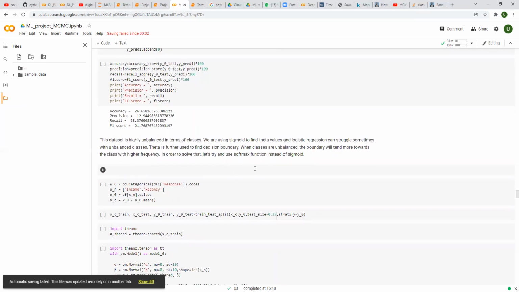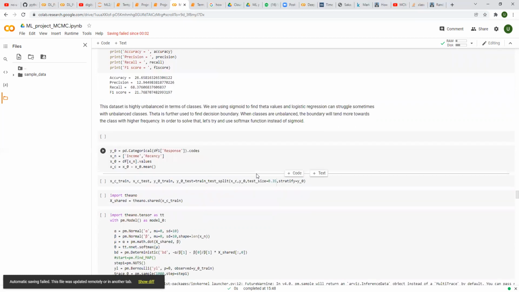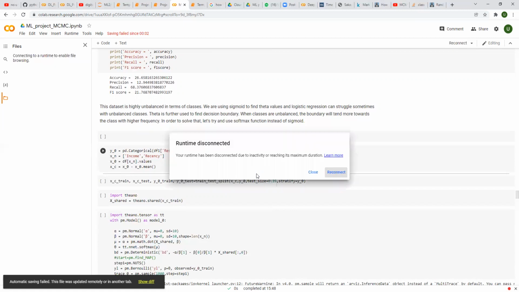So one thing in MCMC that we didn't take into account was the highly unbalanced classes. Obviously, the people who didn't respond were far too many, and we were using the sigmoid function to find the theta values, and logistic regression can struggle sometimes with unbalanced classes. Also, the decision boundary is affected by theta as well. So when classes are unbalanced, the boundary will tend more towards the class which has more probability, more accuracy.